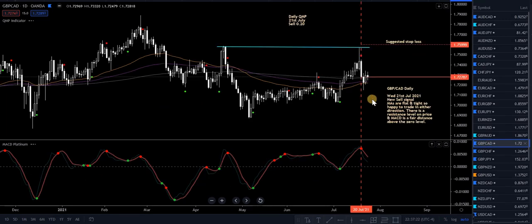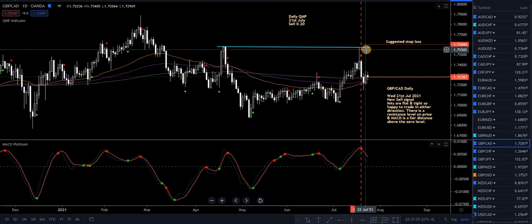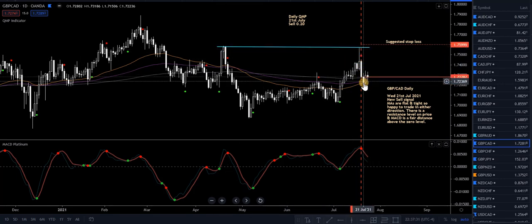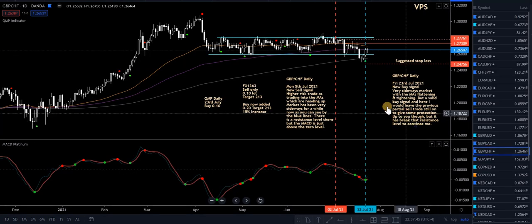Pound CAD, what are we in here? Obviously a sell, not really impressive. Got this nice sort of double top or resistance level. Took the sell. MACD's heading down. Initially went in my favour, popped up on Thursday. Friday started to head back, so we're just about at the point of entry. Not going anywhere fast.